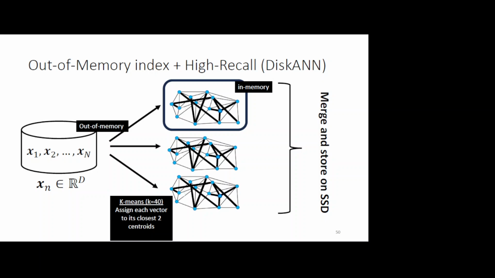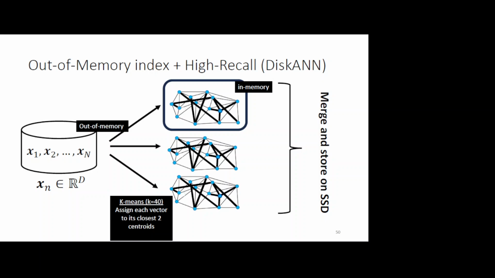Each data point will be clustered to the nearest two cluster centers. This is a bit different from K-means, where each data point exists only in its nearest cluster. Here, each vector is assigned to its closest two centroids. It means your data can exist in two clusters, so it increases its probability to be searched, to be found. This is the idea.